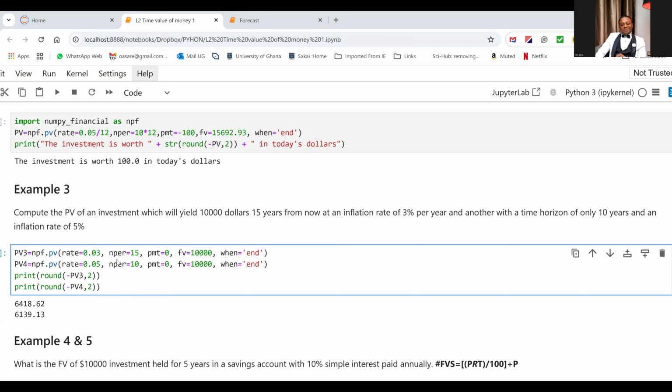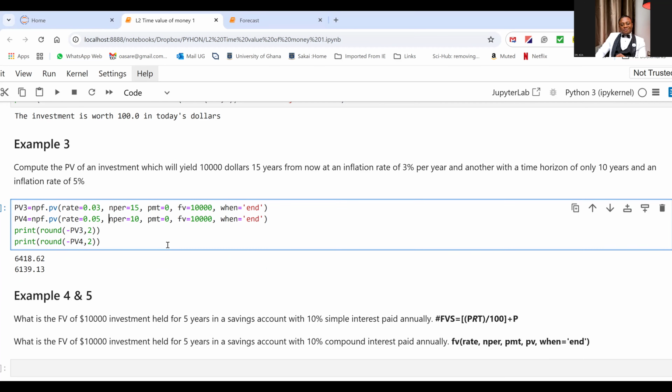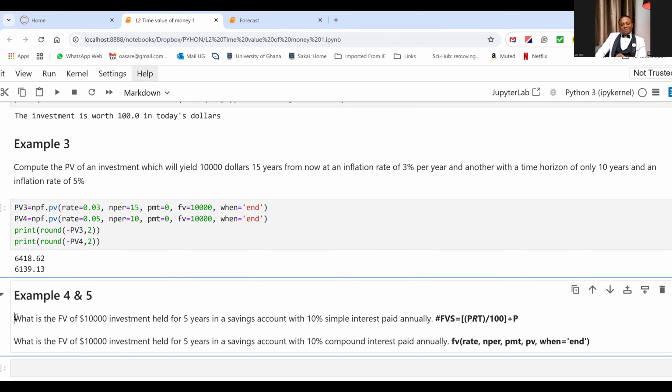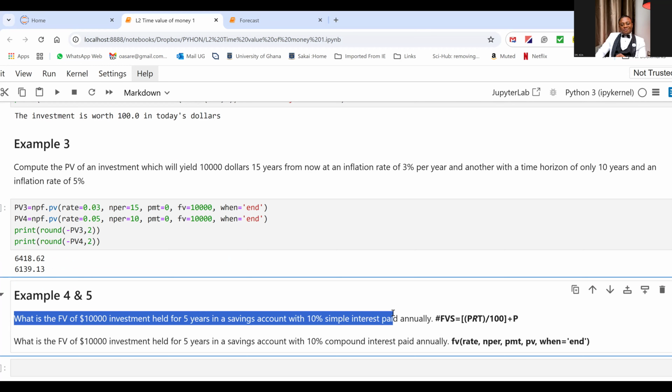Any question? Now, there are other ways of calculating this compounding, but this one is a little bit not smooth. Look at this next question. What is the future value? Okay, I wanted to solve this. I shouldn't have given you the calculation, but at least I've given you. Because one is a simple interest, one is a compound interest.